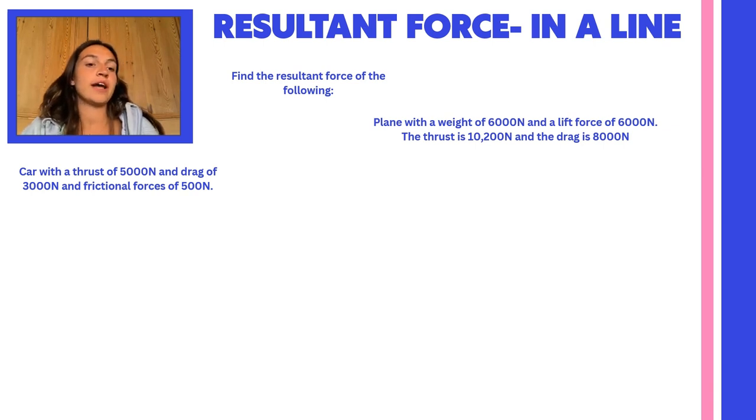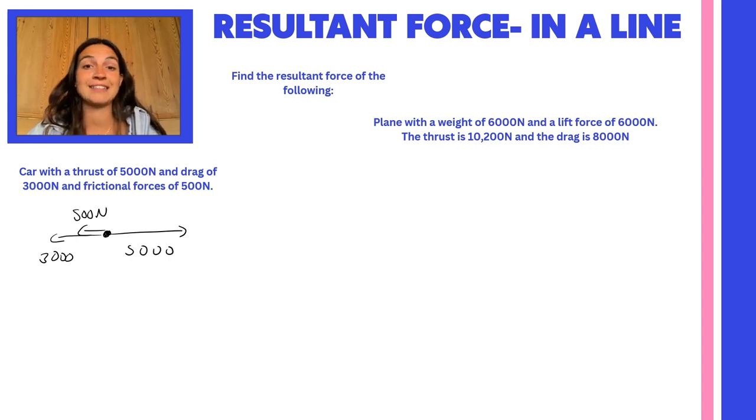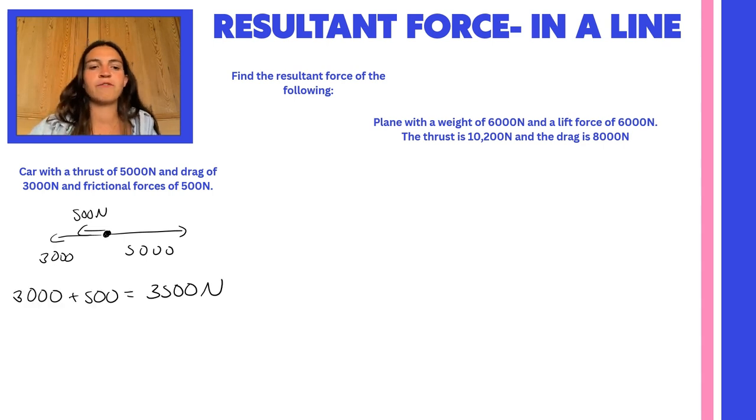So we have got a car with a thrust of 5,000 newtons and a drag of 3,000 newtons with a frictional force of 500 newtons. So first things first, I'm going to sketch a quick free body diagram to show all those forces acting on the car. Okay, and then I need to figure out, I've got 5,000 acting to the right. What is the force acting to the left? So I simply need to add those two forces together.